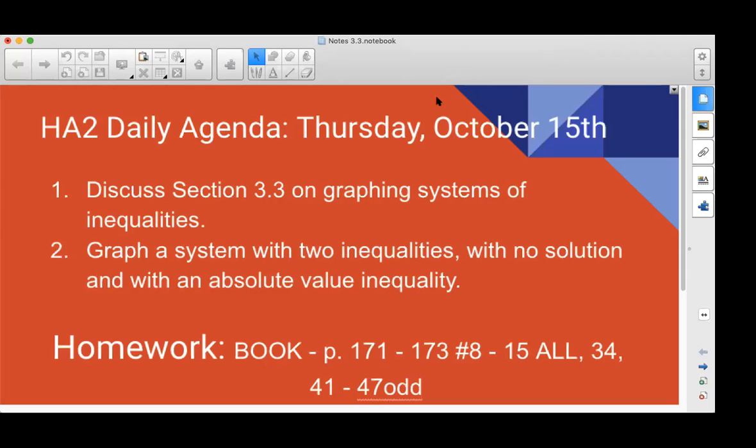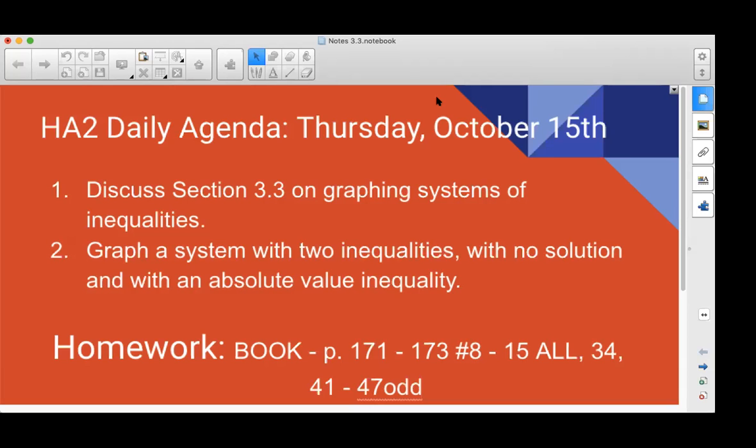Tonight's homework is in the book. It's 8 to 15 all, and those are graphing. And then 34, and then 41 to 47. These are a couple of review problems to try and get some spiraling back in, to review the concepts that we talked about in chapter 1 and chapter 2. It's really just a couple, just the odd 41 to 47. So graphing predominantly is the homework tonight.